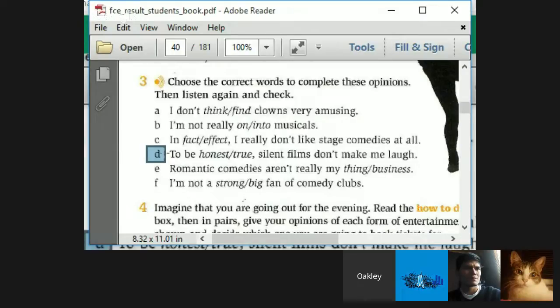Mustafa, how about D? Well, here's another one. To be honest, silent films don't make me laugh. Okay. Have you ever seen a silent film? Silent films, like, that don't give you emotion. I'm not sure. They're actually silent. There is no sound. You do realize when movies first started, there was no sound. Oh no, it's like something that doesn't have any feeling to it or taste.